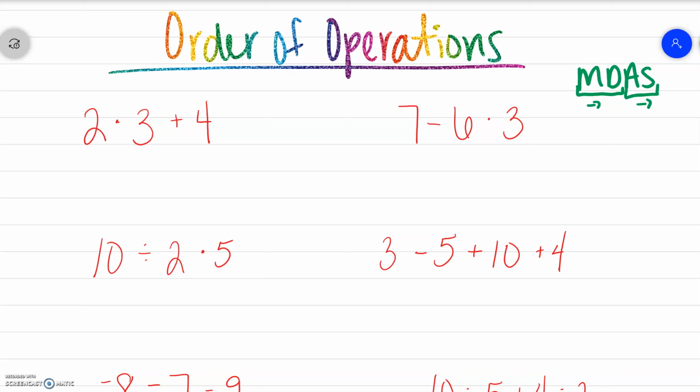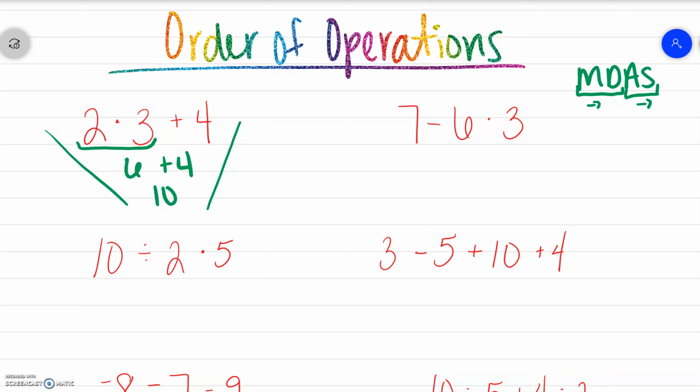So if we look here at our first problem, we have 2 times 3 plus 4. So multiplication and division come before addition and subtraction. So we need to multiply this out first. So 2 times 3 is 6. Now we have that 4, and our final answer is 10. Notice again, I'm simplifying in a nice orderly fashion, vertically, going down to our final answer.